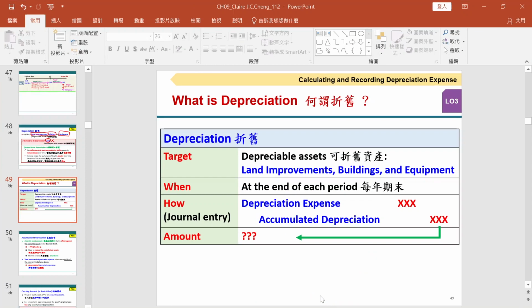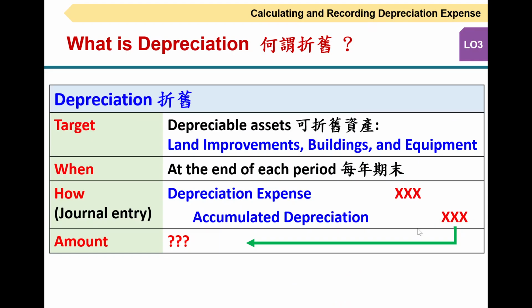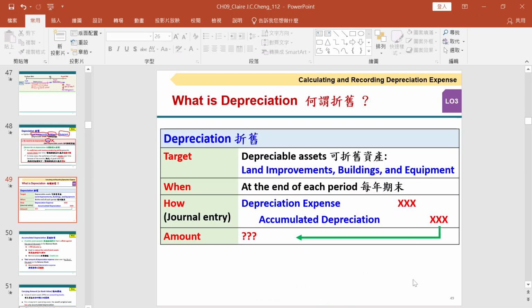Okay, so let's continue our contents on your slide 49. Slide 49.